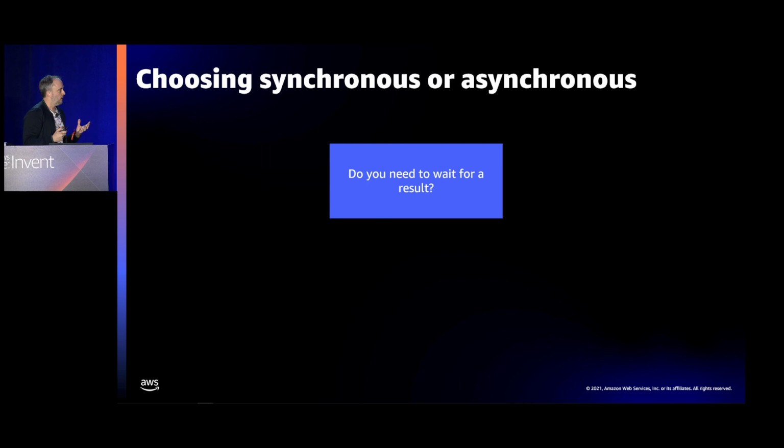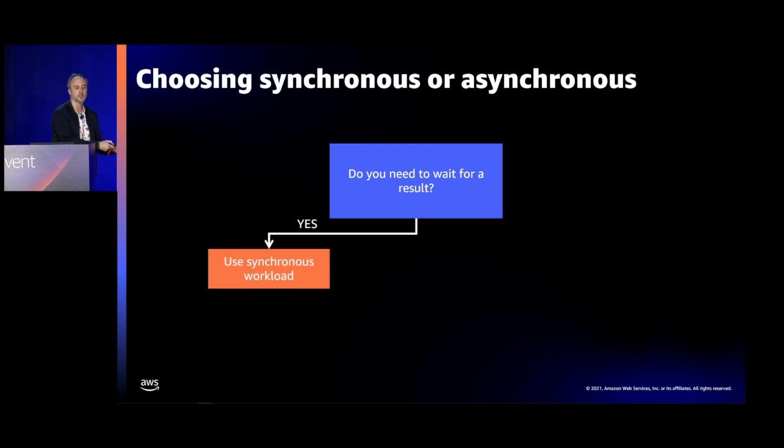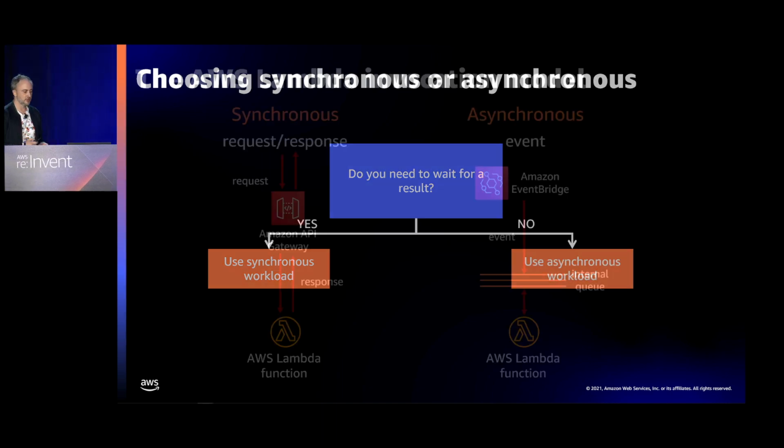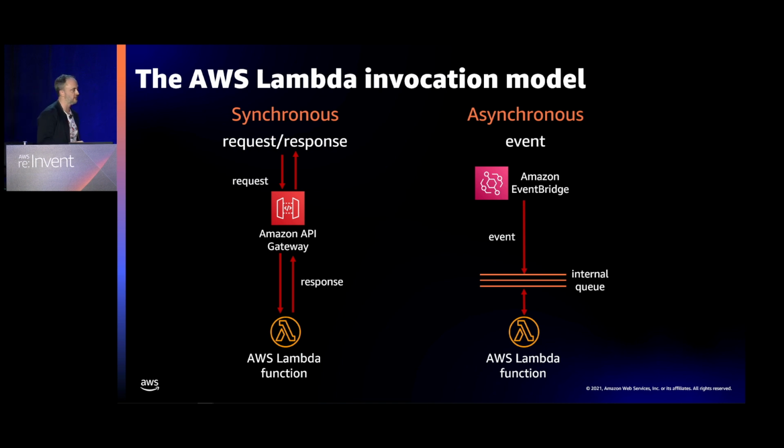So one easy question to think about when you're choosing if you should run your workload synchronously or asynchronously is, do you really need to wait for that result before your application moves on, or can you grab that result later? And if you do need to wait for it, then you probably should run that synchronously. If you can access that result later, then you should think about running it asynchronously, especially if you're using serverless technologies. Now, there's a couple of different invocation models for Lambda, and two of them are listed here.